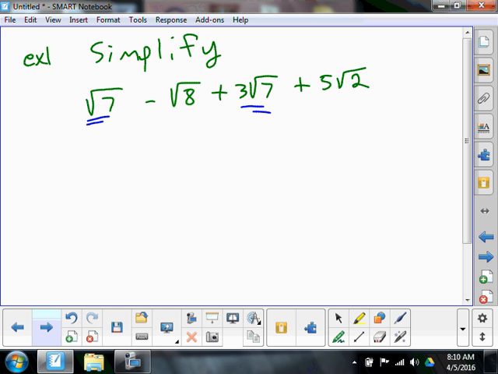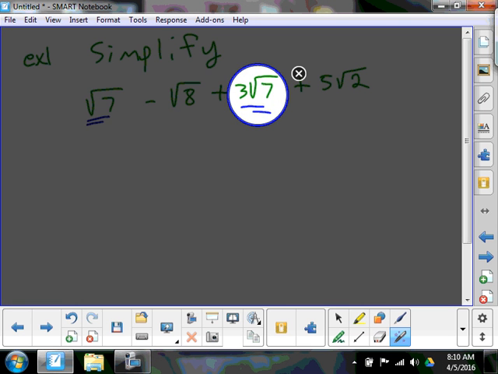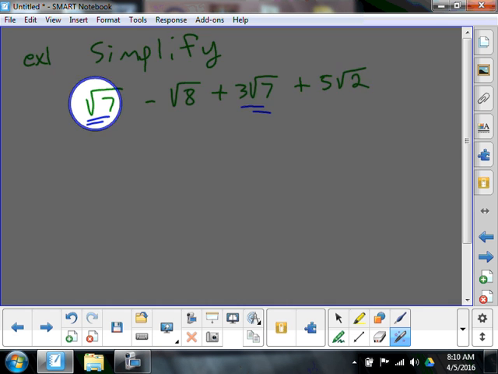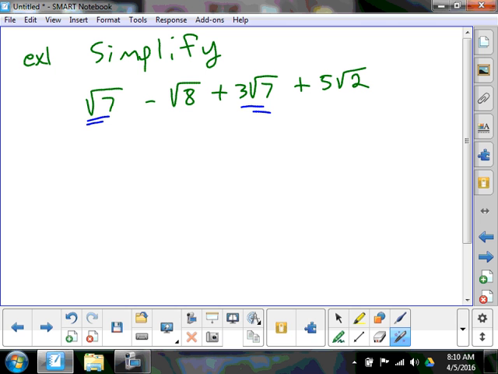So how many rad 7s are we going to have? We have 3, let me get my magic marker going. We have 3 of them over here, right? To that 3, we're adding this. How many are here? 1. So how many rad 7s are we going to get? Good. Does that make sense? All right. So we get 4 rad 7s.